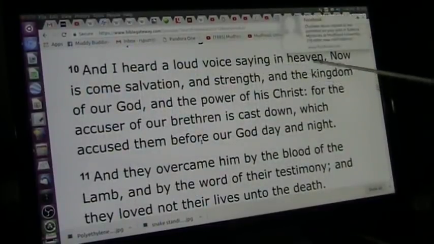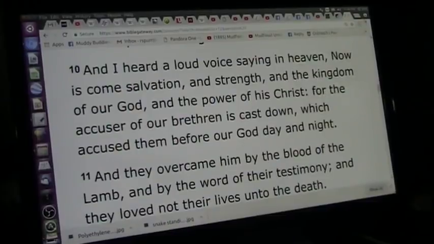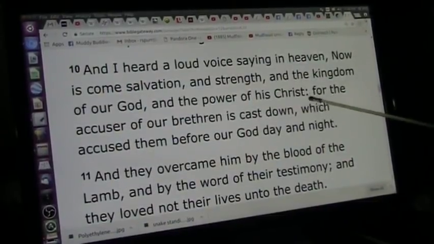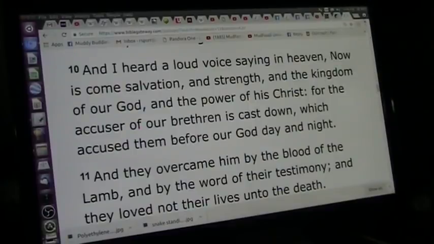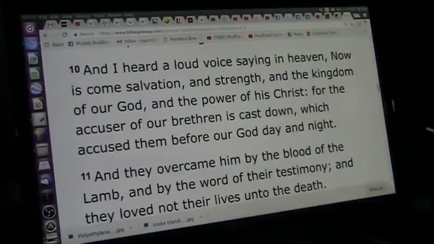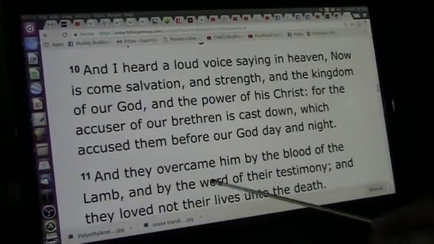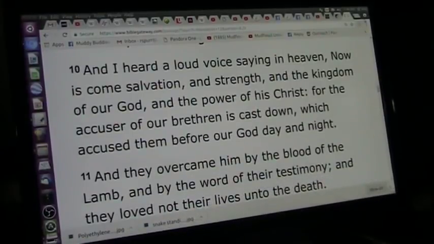And I heard a loud voice saying in heaven, now is come salvation and the strength and the kingdom of God and the power of Christ. And that apparently is when that happened, and apparently God is, and Christ is the one with the rod of iron, it appears to me. He came back to rule nicely. It did not work. I believe this time it's going to be the rod of iron. All right? And they overcame him by the blood of the Lamb, and by the word of their testimony, and they loved not their lives unto death.